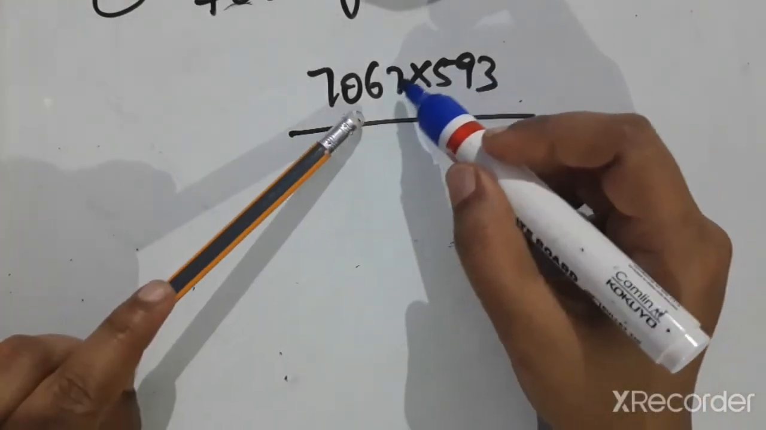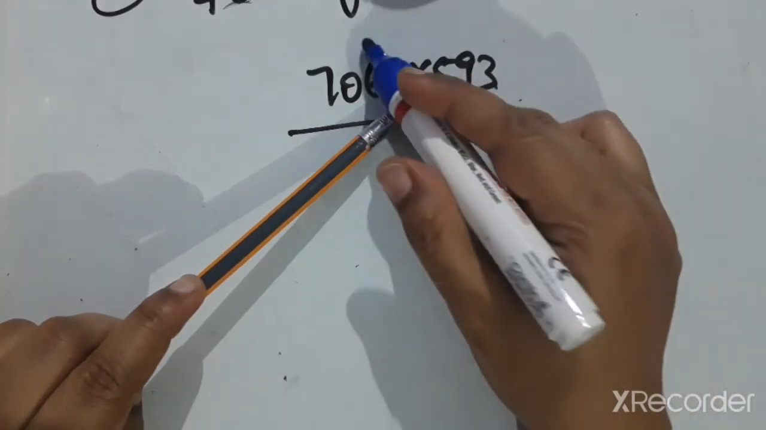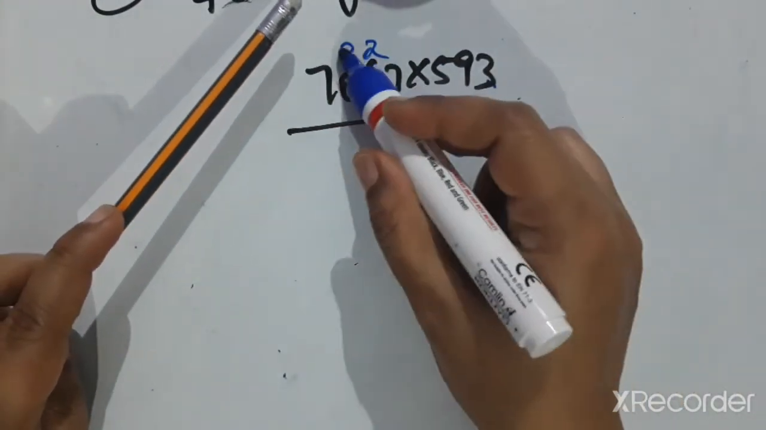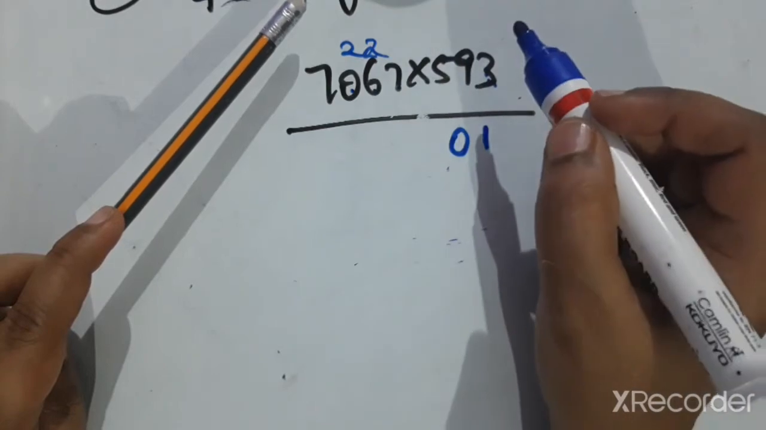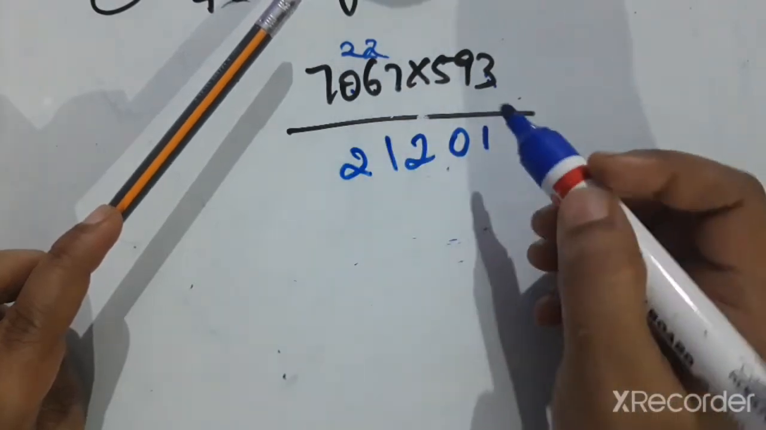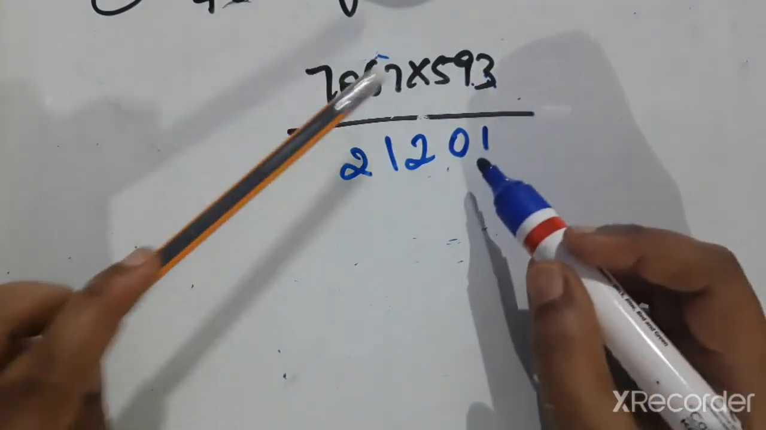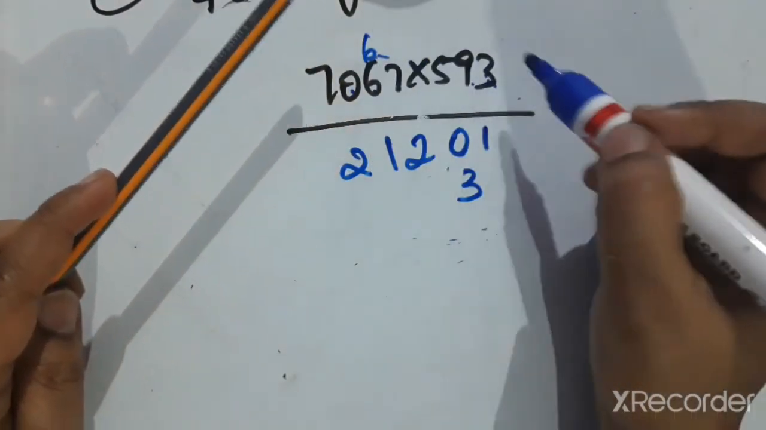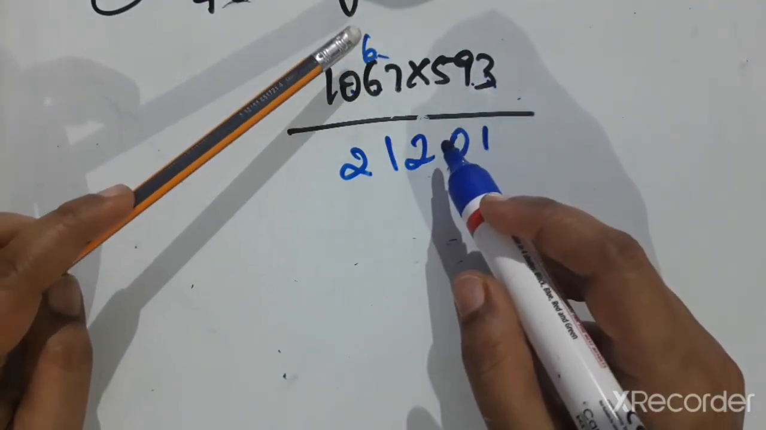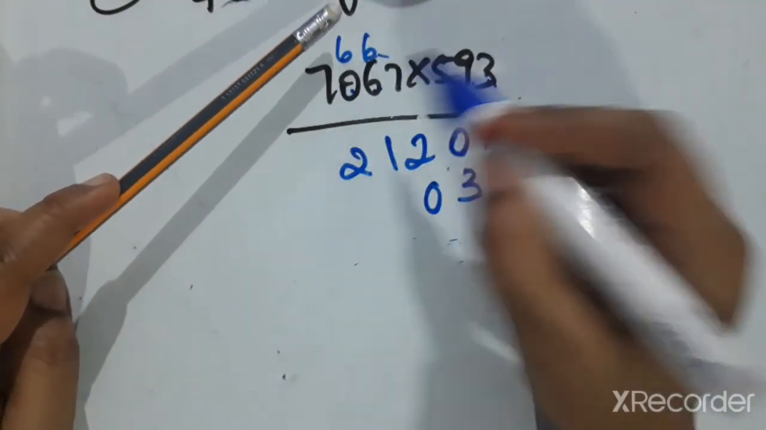Now 7067 into 593. 3 sevens are 21. So 2 carry out to next place. 3 6s are 18. 18 plus 2 is 20. 0, 2 carry out to next place. 3 zeros are 0. 0 plus 2 is 2. 3 sevens are 21. With 9 we have to multiply again. Okay. 9 sevens are 63. 3, 6 carry out to next place. 9 6s are 54. 54 plus 6 means 60. 0, 6 carry out to next place. 9 zeros are 0. 0 plus 6 is 6.